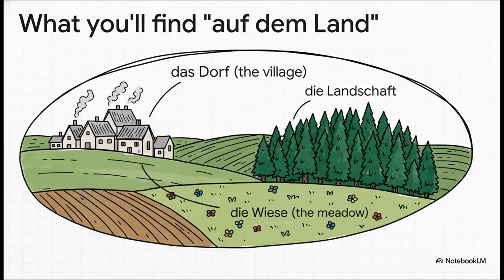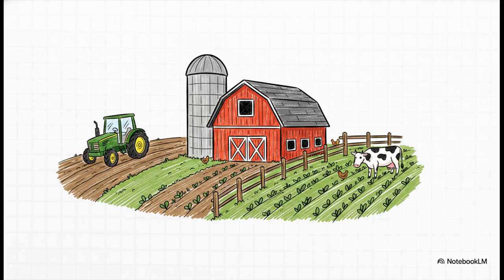Well, you might find a little Dorf, a village, nestled in a beautiful Landschaft, or landscape. And that landscape might be filled with a thick Wald, which is a forest, a green Wiese, a meadow, or a farmer's Feld, a field. And speaking of farmers, that gets us to the main activity of the countryside, die Landwirtschaft, which is just agriculture. And where does this all happen? On der Bauernhof, the farm.